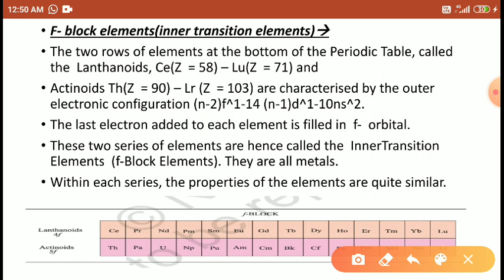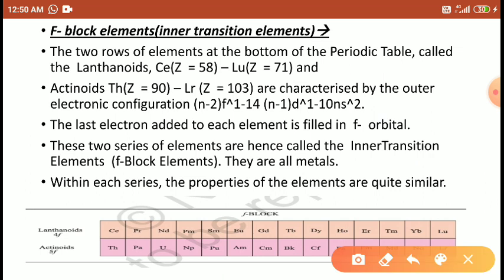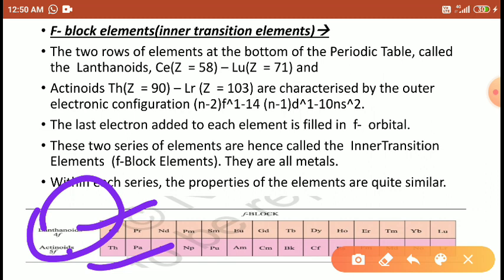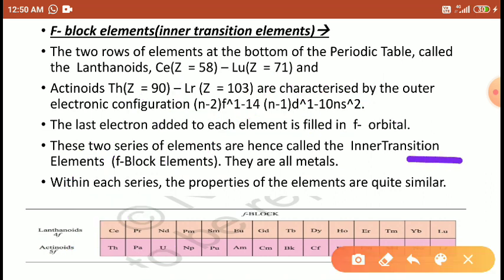Right, students? These two series of elements are hence called the inner transition elements. The f block elements are situated in the lanthanides and actinides. They are called inner transition elements because the lanthanides and actinides belong to the transition elements, right? Inside these transition elements a few more elements are present, which are called the inner transition elements. Within each series, the properties of the elements are quite similar.